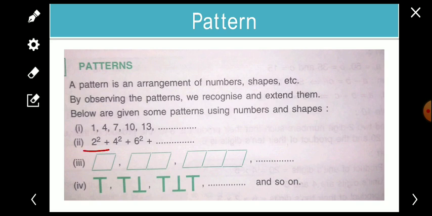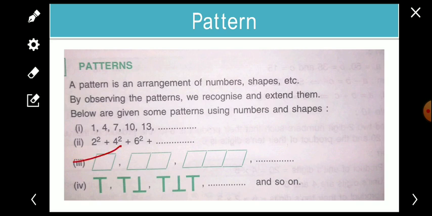Here also we can see what is being followed: 2 square, 4 square, 6 square. These are squares of the even numbers, and they are in addition. So 2 square plus 4 square plus 6 square, what should be here? Here should be 8 square. Then what can be written here? Then 10 square. Like this it will go on.